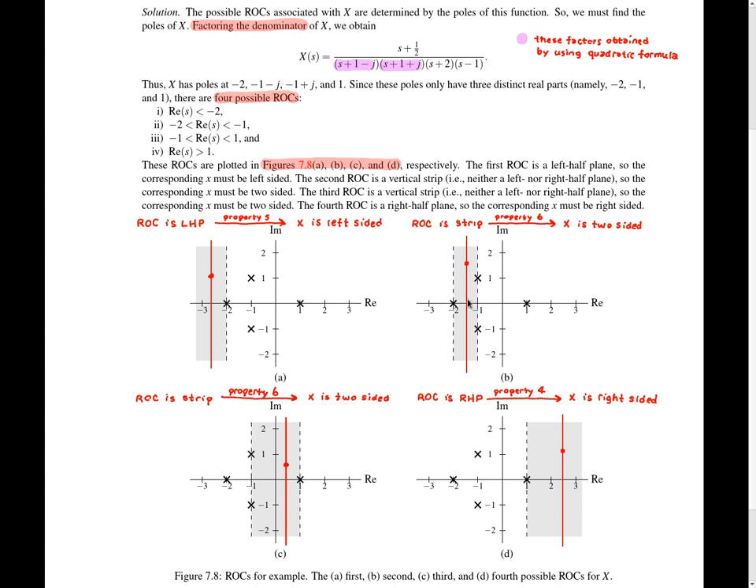So this vertical line will expand leftward until it hits this pole at -2, and it will expand rightward until it hits this pair of complex conjugate poles at -1 plus and minus j. This gives us this vertical strip region of convergence, which is shaded here.